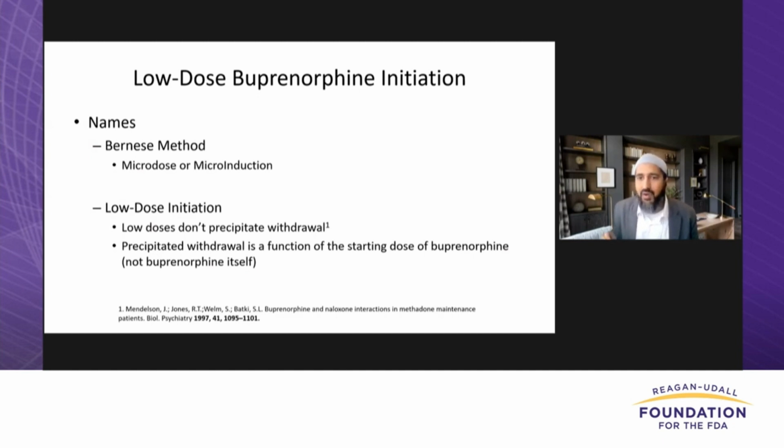So what this means is precipitated withdrawal is not caused by buprenorphine. It's caused by the starting dose of buprenorphine. Withdrawal is not an inevitable consequence of buprenorphine's partial agonism and high binding affinity. It is due to the starting dose of buprenorphine.